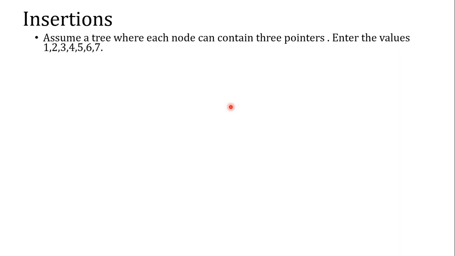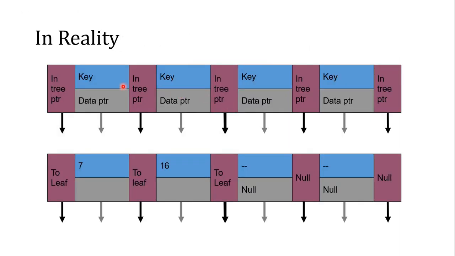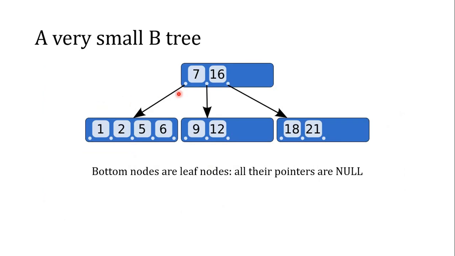So we come to a very basic tree. We want to create a very basic tree. How can we create it? Suppose we assume a tree where each node can contain 3 pointers. What does that mean? 3 pointers means these are the branching factors: there's 1 pointer, 2 pointers, 3 pointers.